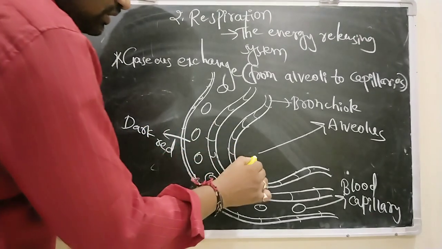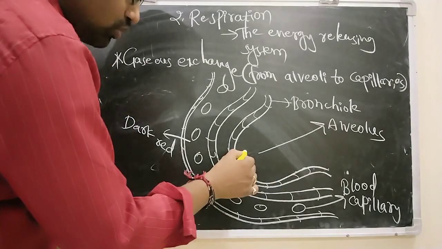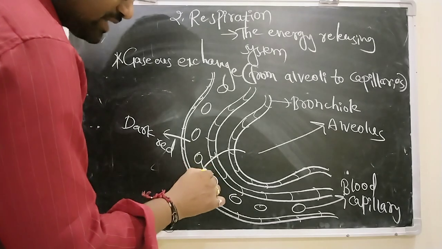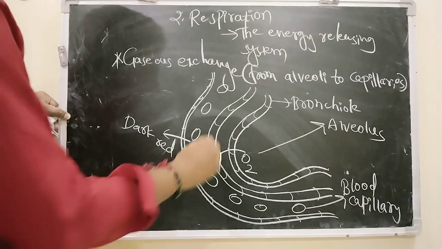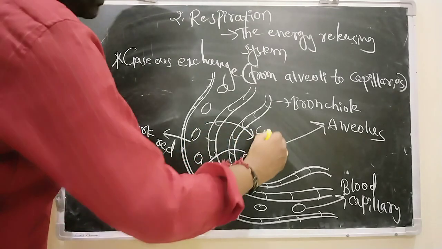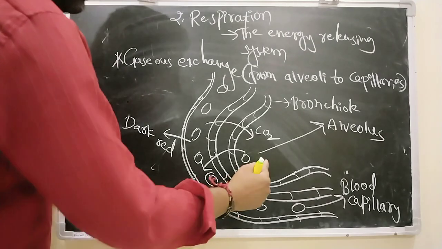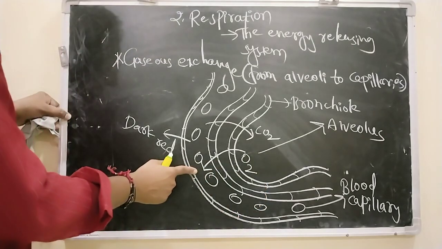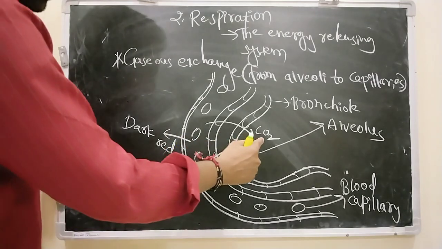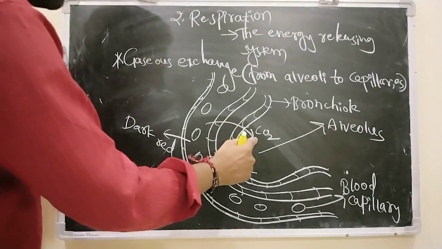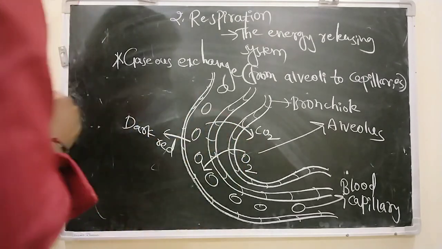Okay, now whatever the air came inside, it contains more oxygen and less carbon dioxide, so it gives oxygen to blood capillary and collects carbon dioxide from blood capillary. The oxygen which entered inside from alveolus is received by blood capillary, and the alveoli collect carbon dioxide from blood capillary. This is how gaseous exchange occurs in alveolus.